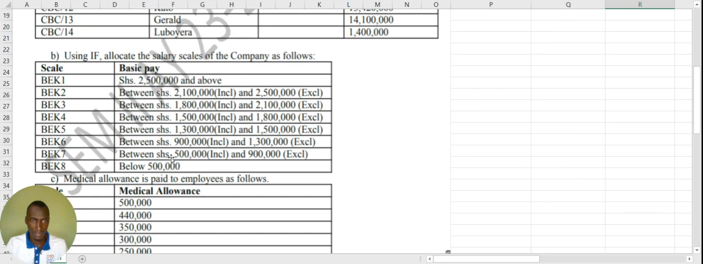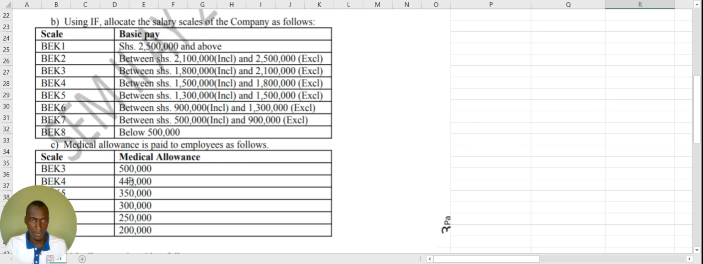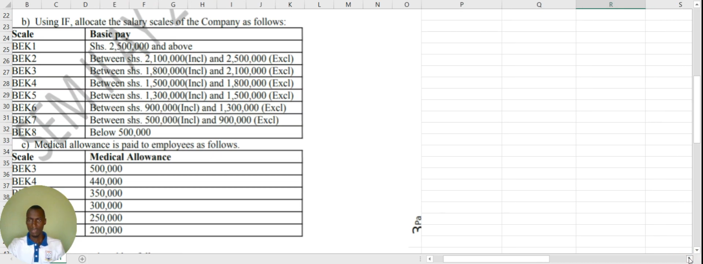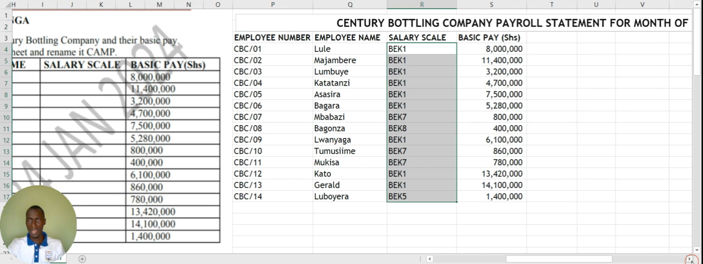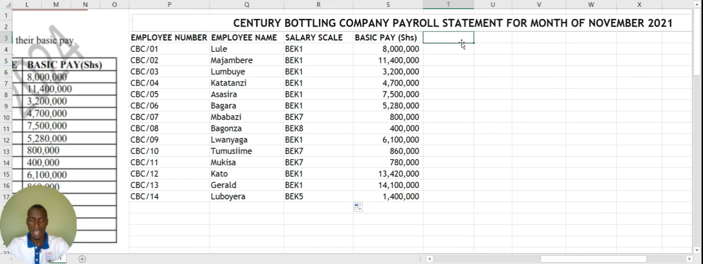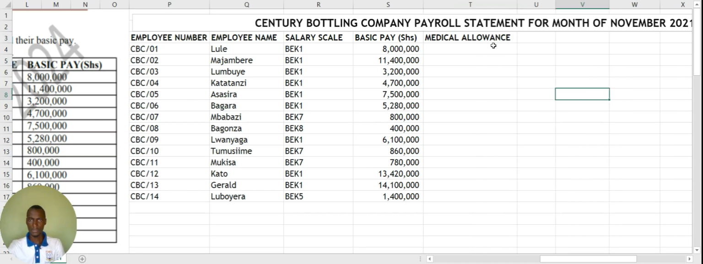Then the next, C, medical allowance is paid to employees as follows. Medical allowance. So now that you have your basic pay, you can add medical allowance. That is my medical allowance.